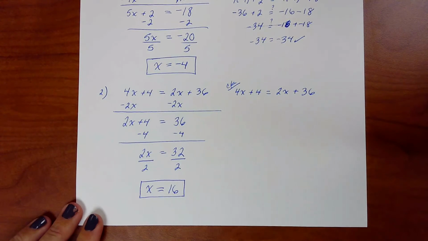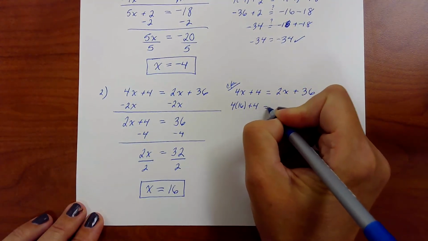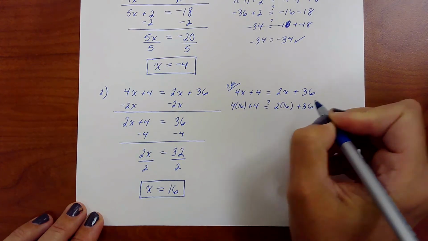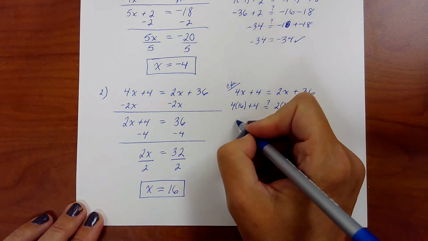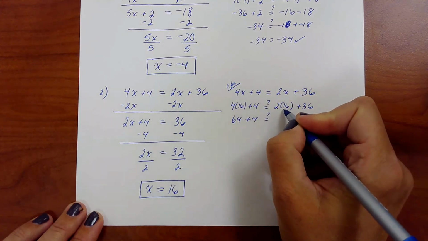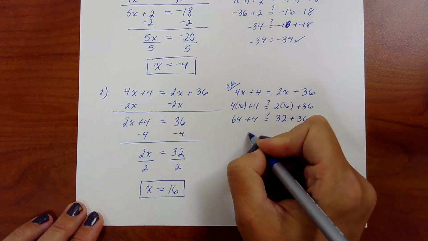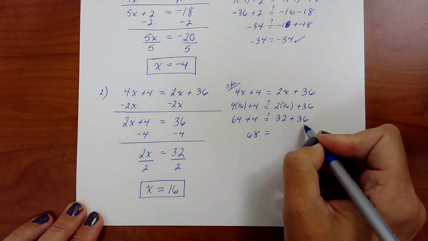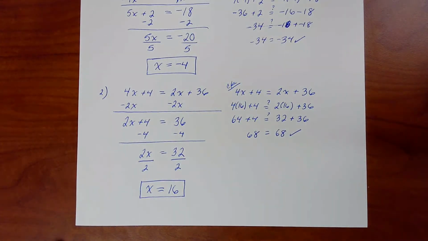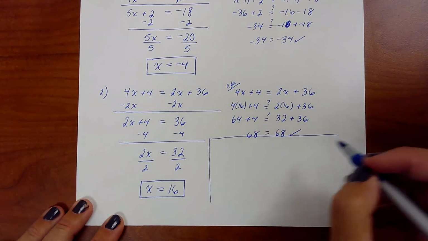All right, so we're going to sub in a 16 and see what happens. 4 times 16 is 64. 2 times 16 is 32. That's 68. And this is, yep, 68. Check.